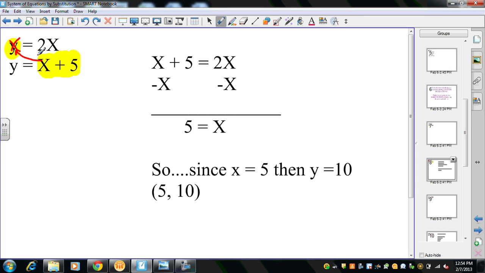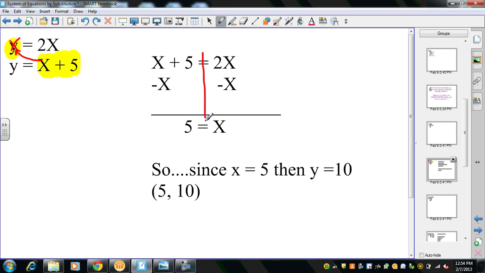So that's what I'm going to do. I'm going to use the fact that I have two of them to help me. So again, I'm going to replace this y with x plus 5. So when I do that, it looks like this. I've got x plus 5 equals 2x. So now I'm going to go through the process of simplifying so that I can solve the equation. So I'm going to start off by subtracting x.